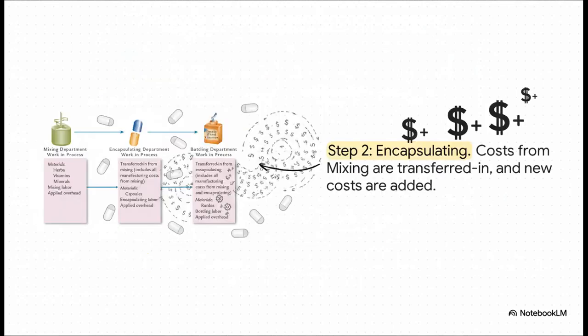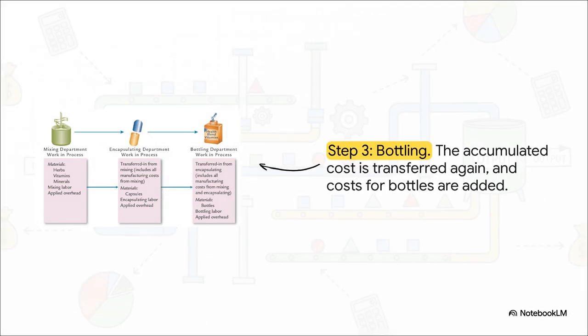Right, so once that vitamin powder is all mixed up, it moves on to the encapsulating department. And this part is absolutely critical. The costs from the mixing department are transferred in right along with the powder. Then, this department adds its own new costs. You've got the empty capsules, more labor to run the machines, more overhead. You see how the total cost is starting to build up? And you guessed it, the process just repeats again.